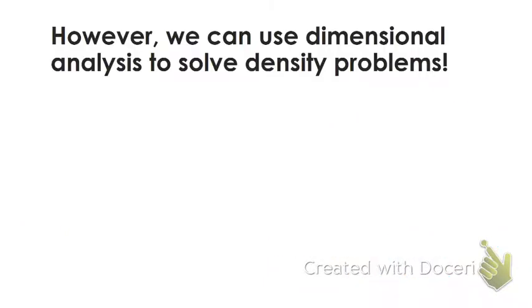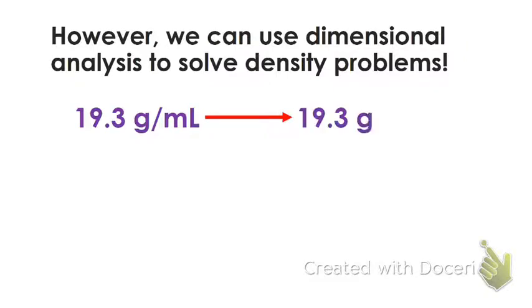So, what are we going to do with density? Well, we can solve for it, but we can also use it as a conversion factor in dimensional analysis. So what I mean by that, in the first problem we're going to work, we have a density given to us of 19.3 grams per milliliter. If we break that apart, then that means that for this substance, we have 19.3 grams of the substance per milliliter. For how many milliliters? Per means for 1 milliliter. So this is one of our conversion factors that we can use.